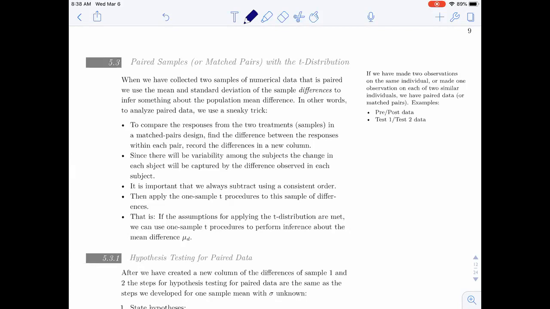So I've got that list here. Let's see if I forgot anything. So I use matched pairs, paired data interchangeably. Sometimes I like to say matched pairs. Sometimes I say paired data. Of course, if it's got the word pair in there, you know what I'm talking about.